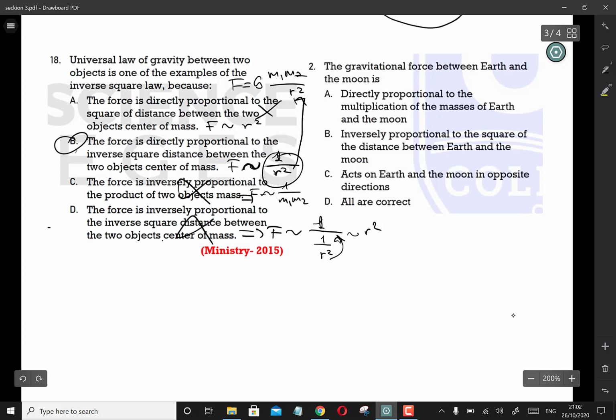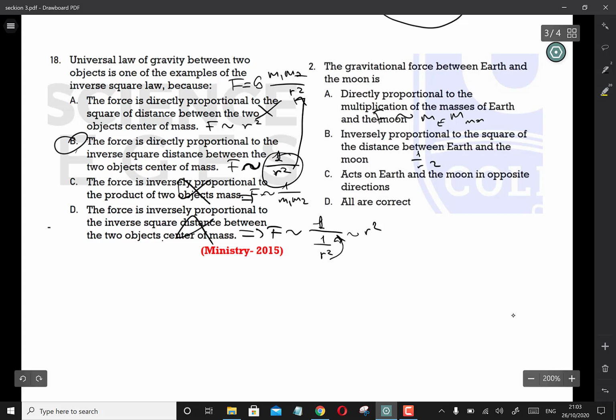Question number 2. Gravitational force between Earth and Moon is directly proportional to multiplication of the masses of Earth and Moon. Correct. You are going to multiply Earth's mass and Moon mass because gravitational force is always directly proportional to multiplication of the masses. This is correct. Inversely proportional to square of the distance between Earth and the Moon. Correct. This is also correct. 1 over r squared.